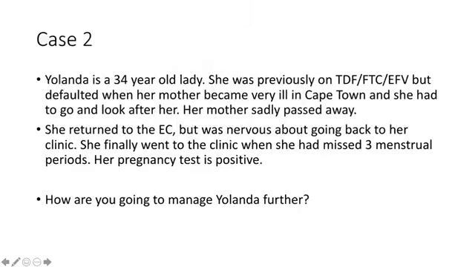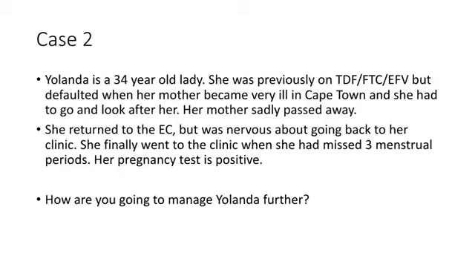Okay, so should we go on to the second case? Yeah. So Yolanda is a 34-year-old lady. She was previously on the TEE regime, but defaulted when her mom became ill and she had to go to Cape Town. And unfortunately, her mom passed away while she was in Cape Town. So she returned to the Eastern Cape, but she was very nervous about going back to her clinic because she had missed quite a few months. And when she finally went back to the clinic, she had already missed 3 menstrual periods and her pregnancy test was positive. So how are we going to manage Yolanda further?